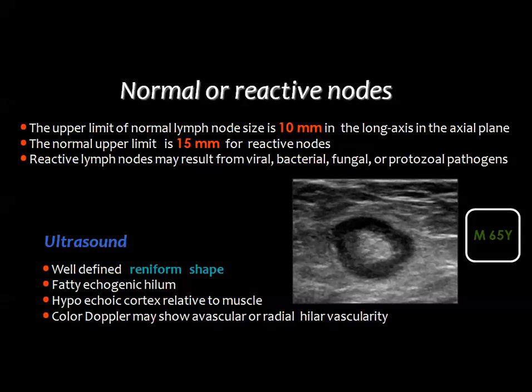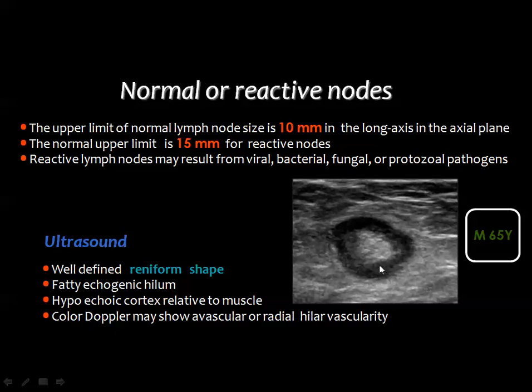In the ultrasound, the appearance of normal nodes includes: number 1, a well-defined kidney shape. Number 2, the presence of a fatty echogenic hilum. As you see, the hilum of the node contains fat, and fat in ultrasound is echogenic. Then a hypoechoic cortex relative to the adjacent muscles. This is the cortex, which is hypoechoic.